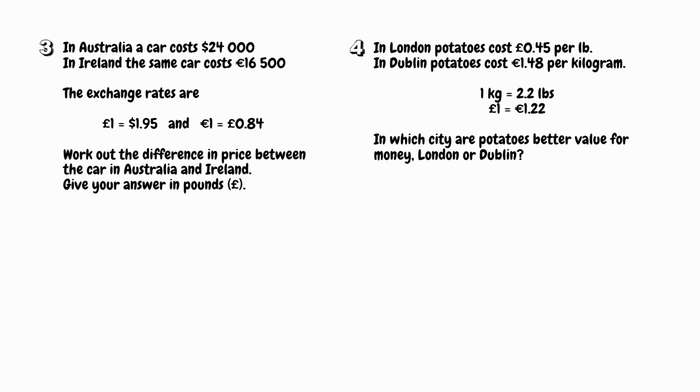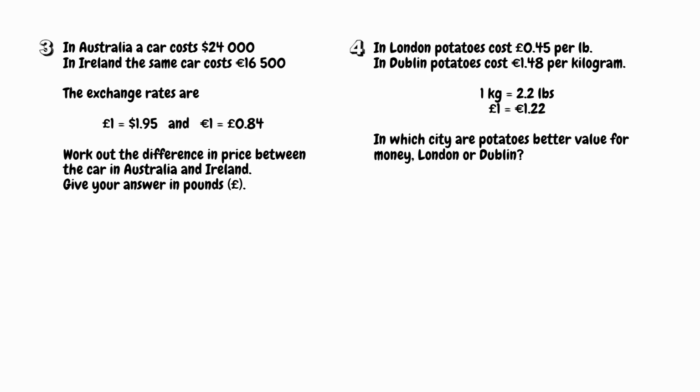Okay, so for question 3, we have in Australia a car costs $24,000. In Ireland, the same car costs 16,500 euros. We've then been given 2 exchange rates. We have that £1 is equal to $1.95 and that €1 is equal to £0.84 or 84 pence. We need to work out the difference in price between the car in Australia and in Ireland, and it wants us to give our answer in pounds. So looking at that final sentence, it wants us to give our answer in pounds.